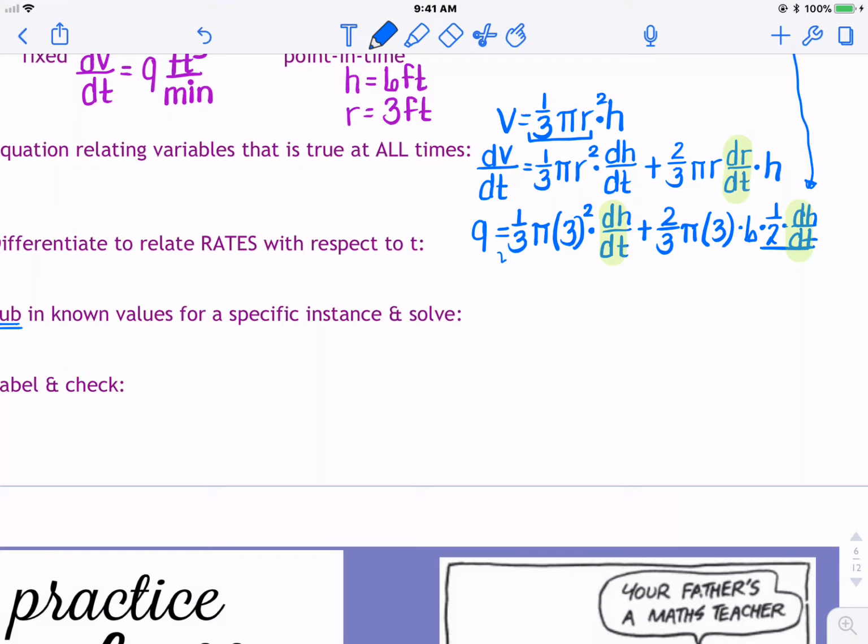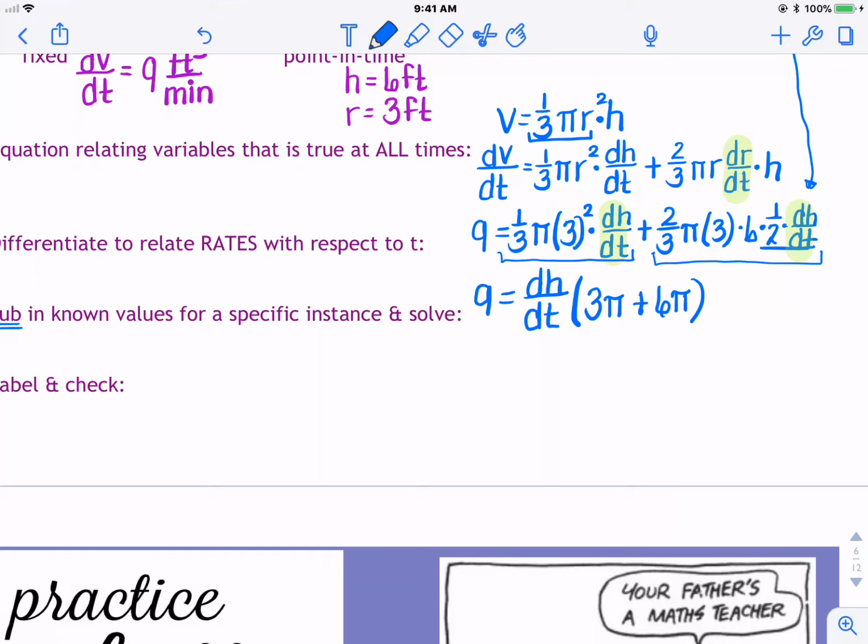So I really have two terms in here. It looks like a lot. I have this plus this, and they both have a dh/dt in them. So what I'm going to do is just pull that dh/dt out front as a factor, and then simplify each term as much as I can. 1/3 times 9 pi will be a 3 pi. 2/3 pi times 3 is 2 pi, times 6, 12 pi, times half, 6 pi.